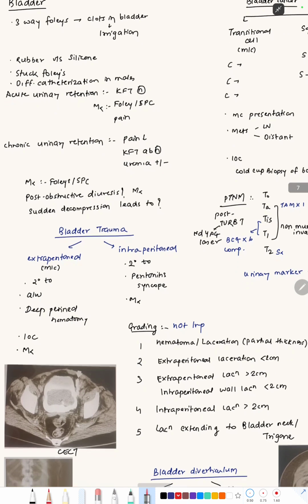Now what happens is, if we do Foley's catheterization, sudden post-operative obstructive diuresis can happen, and this can be prevented by aggressive IV fluids. There is sudden decompression, which can lead to hematuria, and it can be prevented by using the clamps in the Foley's catheter.